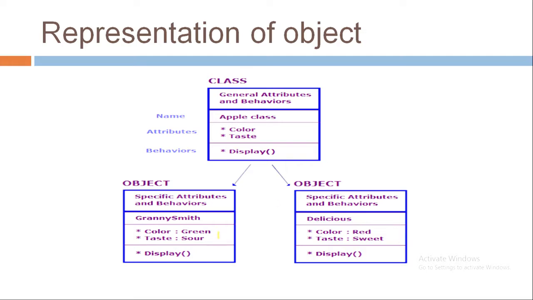So Granny Smith apple is having green color and sour taste, while the delicious apples are red and sweet in taste. So we can say the two objects communicate using display method, but they don't know what the color of delicious object or Granny Smith object is. So we can say objects communicate with each other using function or method.